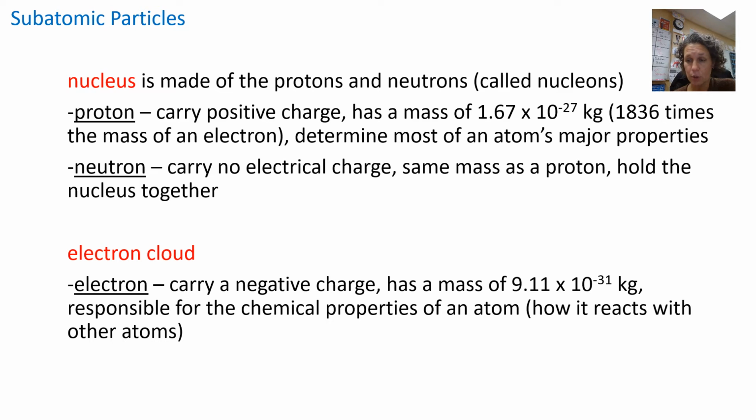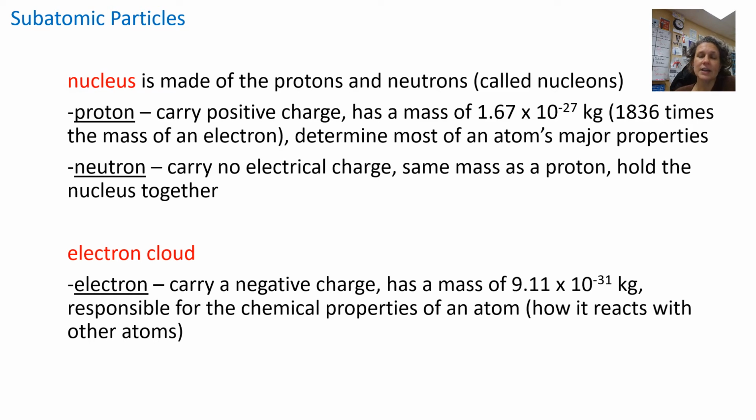That's really small. That is 167 with 26 zeros in front of it. So very, very small, but still way bigger than the electron. Protons tell you what the atom is. They determine most of the atom's properties. Neutrons, no charge, the same mass as a proton, and they basically help the nucleus stay together.